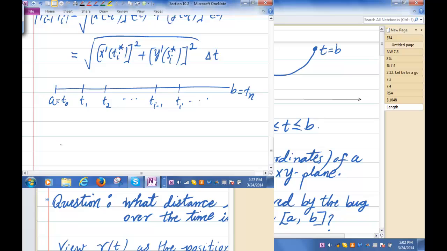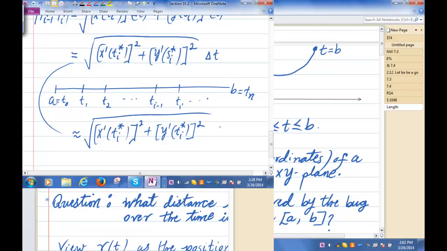So this length that I have here is the same as the square root of x prime of ti star, square of that, plus y prime of ti star, square of that, and I get delta t outside. You guys are okay with that?